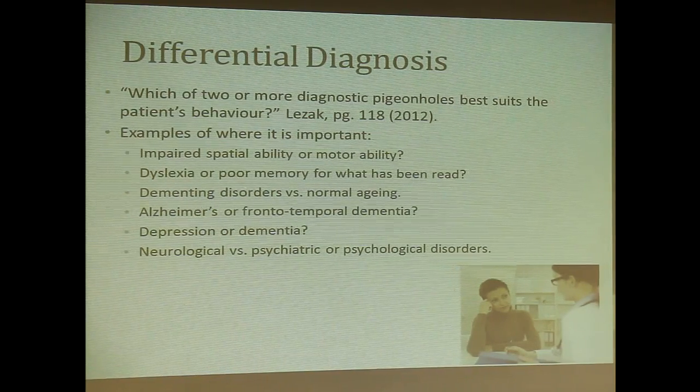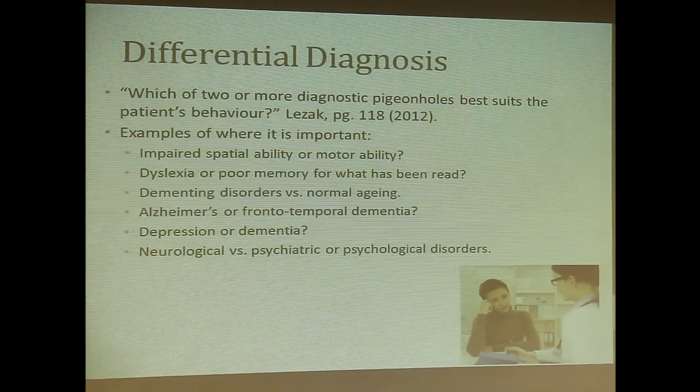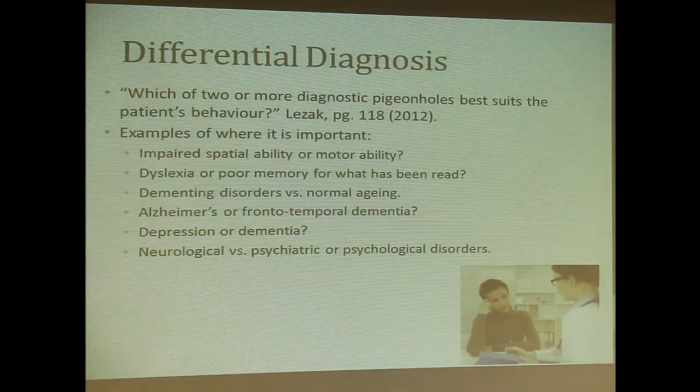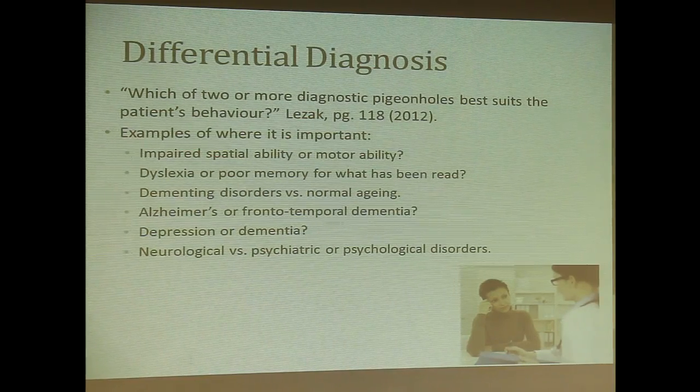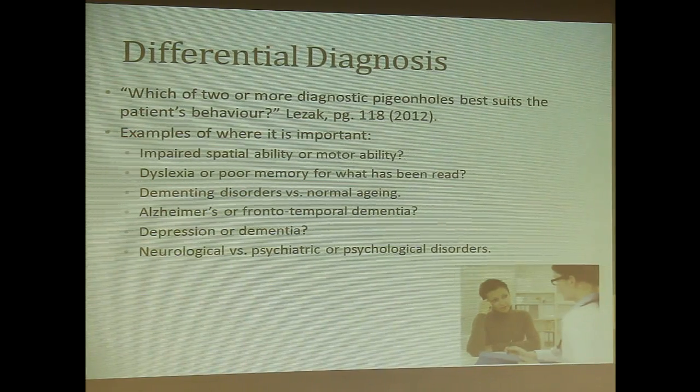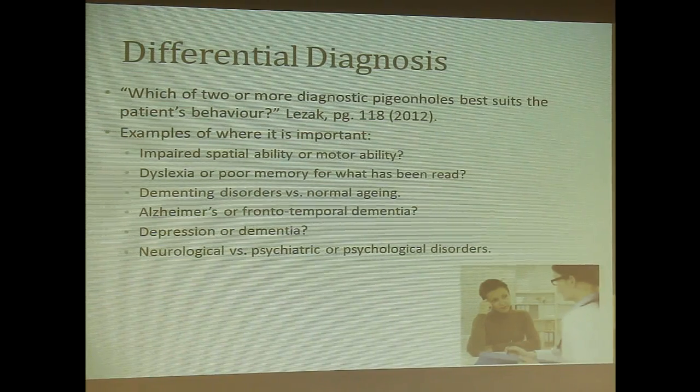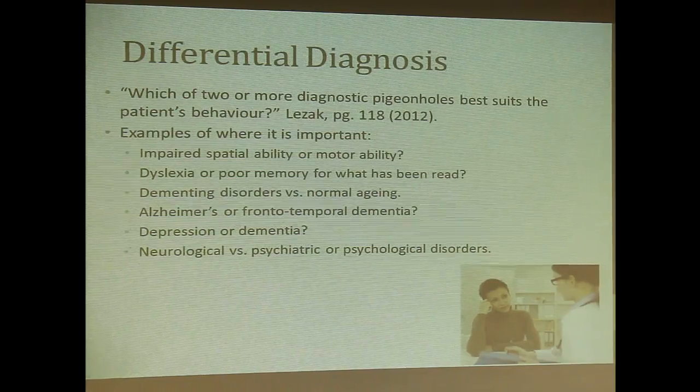And examples where this is very important is, for example, distinguishing between impaired spatial ability or motor ability. Somebody might be falling around, they struggle up and down stairs, but is it because they have a motor problem or is it because they have a spatial problem? And that's where neuropsychologists can help. Or does the person have dyslexia or poor memory for what they've been reading? You get some people say, I can't read anymore. Well, is it that you can't read the words? Or is it that by the time you get to the end of the paragraph, you can't remember what it said in the beginning of the paragraph? So distinguishing those problems, those difficulties.